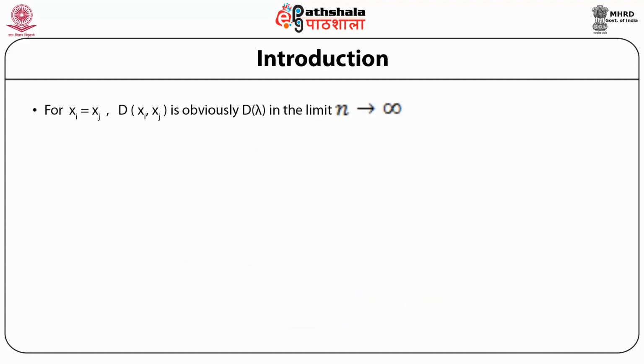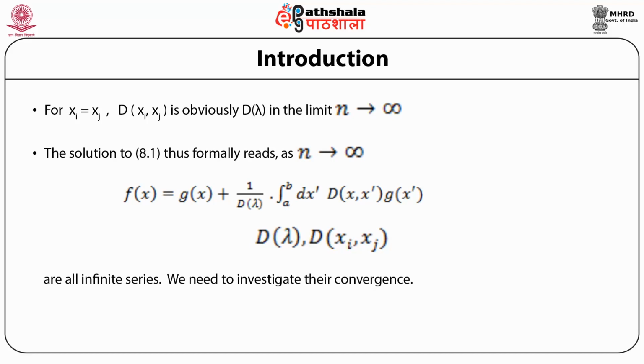For x_i equal to x_j, the determinant D(x_i, x_j) is obviously the determinant D, which is a function of lambda in the limit n goes to infinity. The solution thus formally reads, as n goes to infinity, that f(x), that is the solution of the integral equation, is equal to g(x) plus 1 upon the determinant D, a function of lambda, multiplied by the integral from a to b of dx prime, where the integrand is g(x prime) multiplied by the determinant, which is a function of x and x prime.